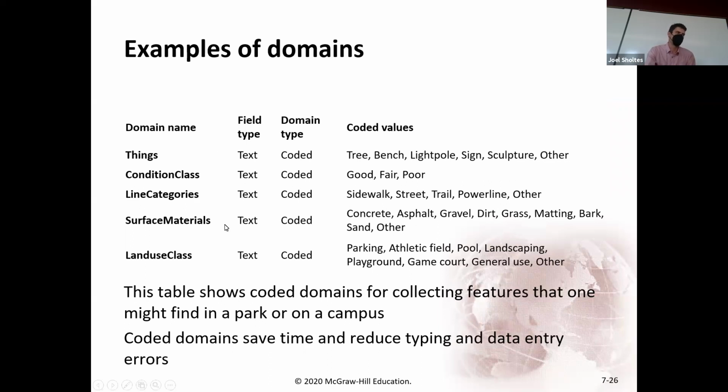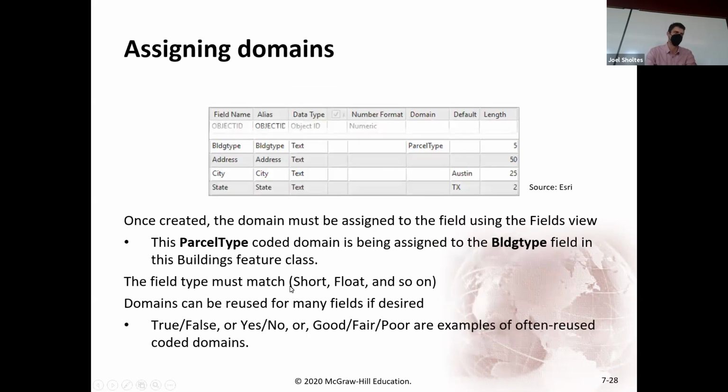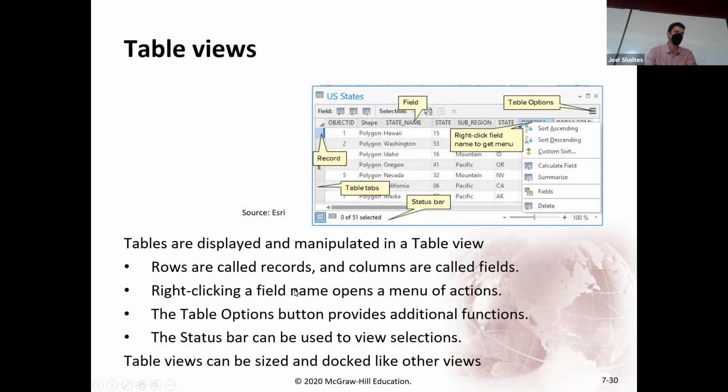So here's just some examples. You could imagine, what kind of thing is it? A tree, a bench, a light pole? What kind of condition is it? Good, fair, poor. So these would be text, right? Sidewalk, street, power line. What type of land use is it? So I'm going to go out and evaluate land use. And these are things that you pre-program in a domain into a shapefile so that it has to have those categories. I won't get into how to create this. This is kind of a little more advanced than we will be doing in class.